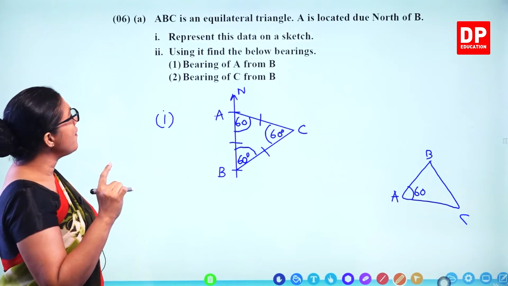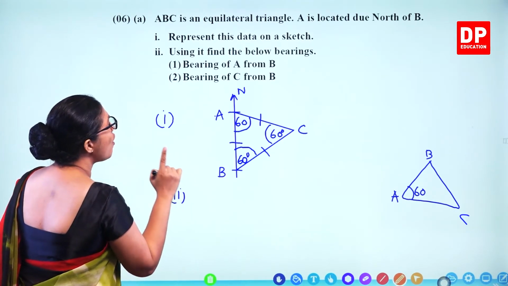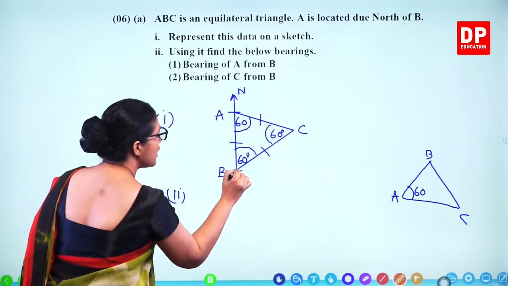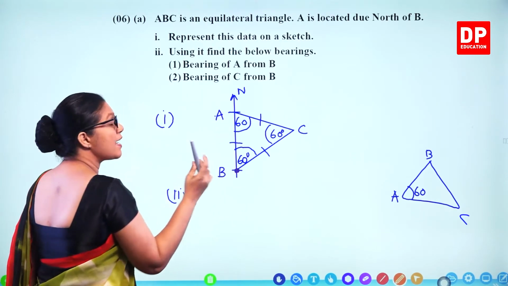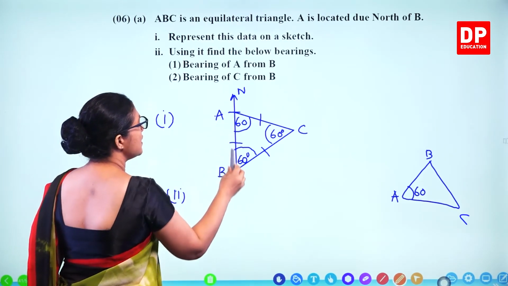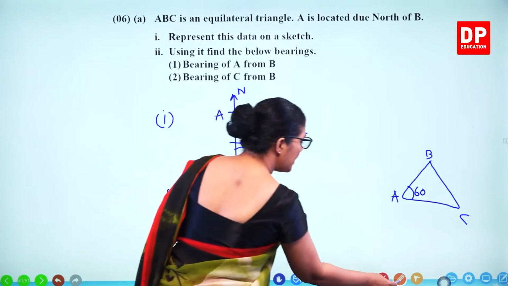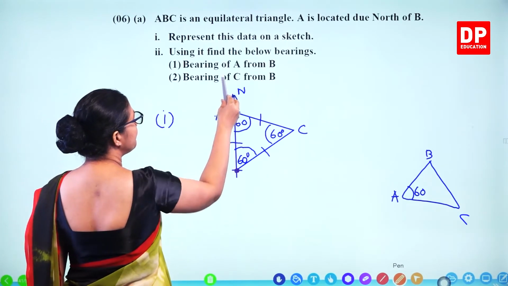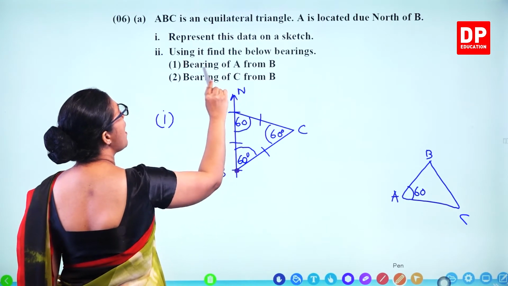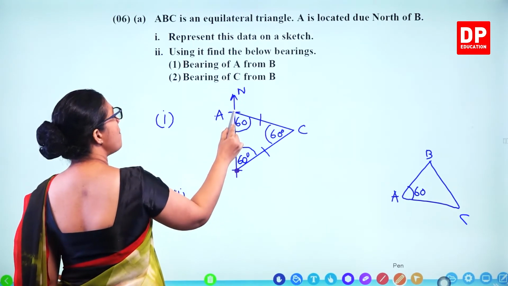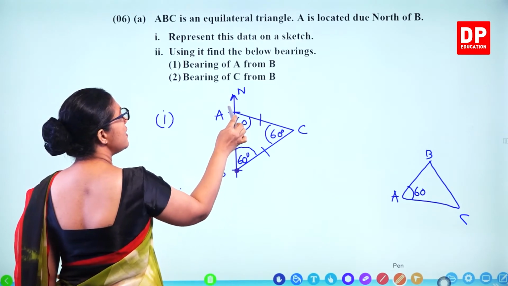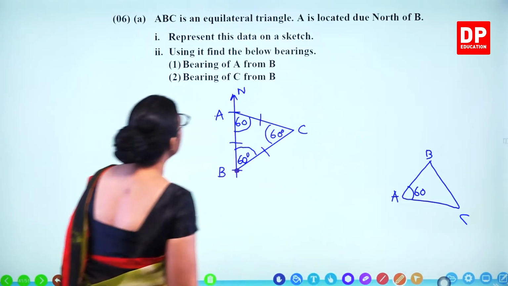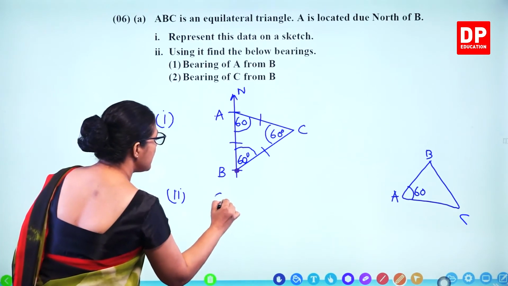Using it, find below bearings. Bearing of A from B. So when you say from B, you have to take this one and see what's the angle with the north side, vertically. So see what's the angle. This is from B. This is 0. If I ask the other way around, bearing of B from A, that is 180. So according to this one, this is the other way they have given. Bearing of A from B, 0, 0, 0.